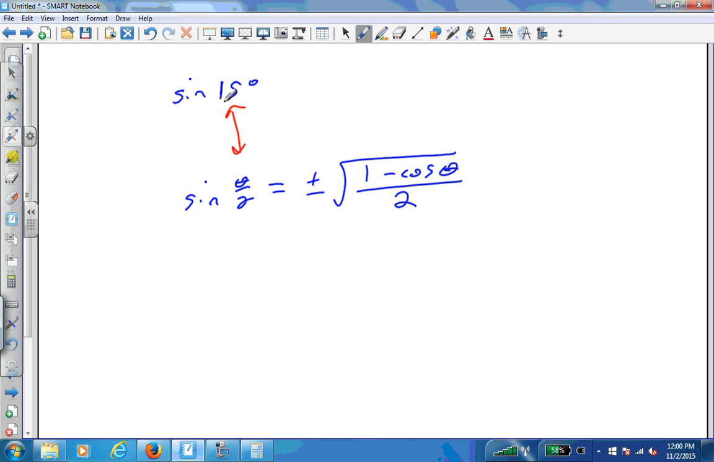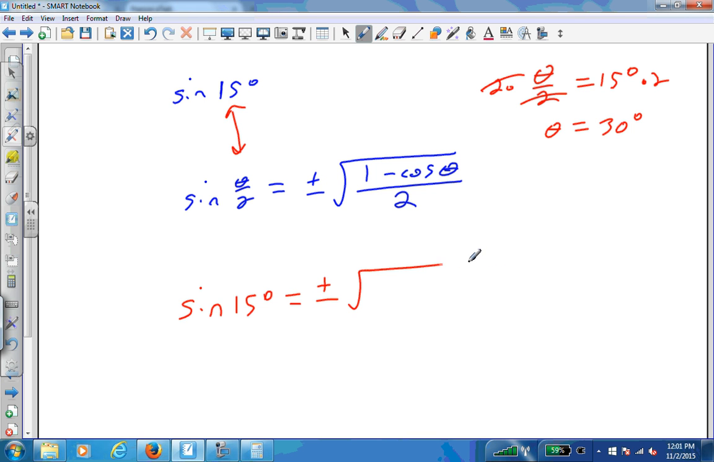So if half of our angle is 15 degrees, then what's the full angle? I think you said 30. So if theta over 2 is 15, then the full angle theta is 30. So if we want sine of 15 degrees, we have to use cosine of 30 degrees to figure that out.